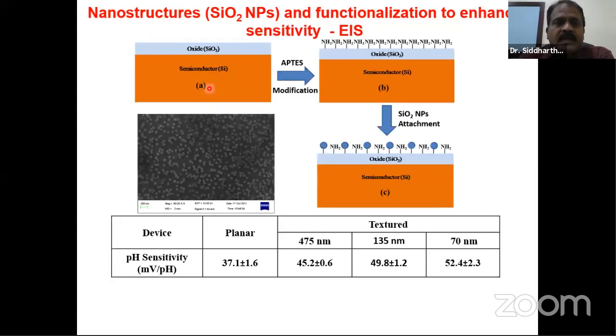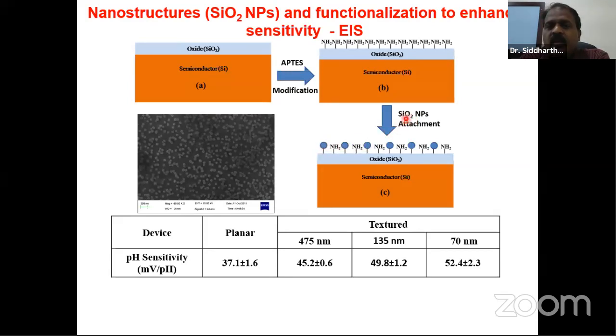So what we did, this shows the schematic of the device used. We have the semiconductor, then we have the dielectric or the silicon oxide. Then we aminated it utilizing this APTES. And then we dipped this wafer in a sol where the silicon dioxide nanoparticles were being synthesized. I'll talk in more detail in a subsequent slide.